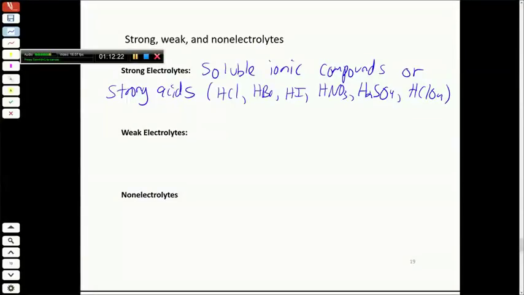When we dissolve them in water, they separate into H plus ions and then whatever anion is associated with that. So strong acids, in terms of their electrolyte properties, are exactly like soluble ionic compounds. When they dissolve into solution, they separate out into separate ions. So those are the ones that you should know are strong acids, and they conduct electricity really well.